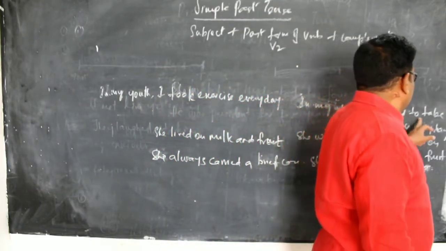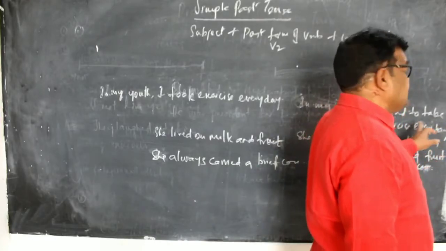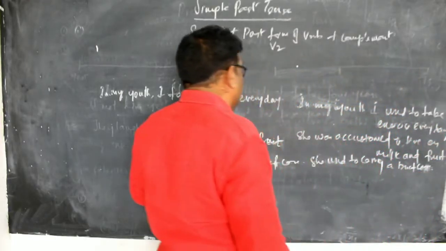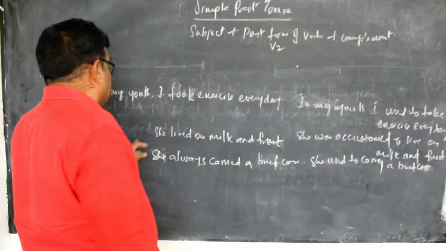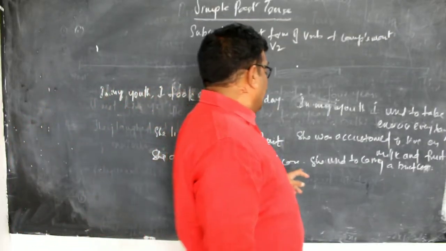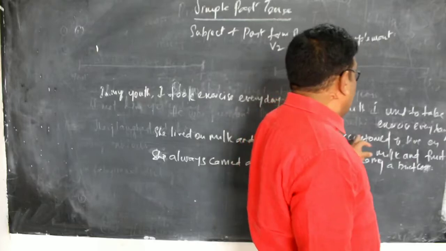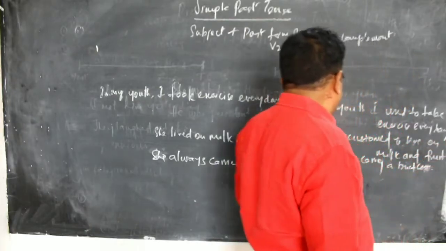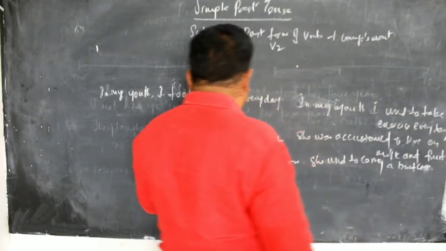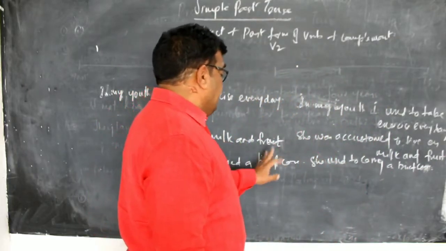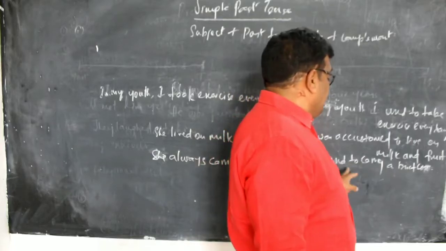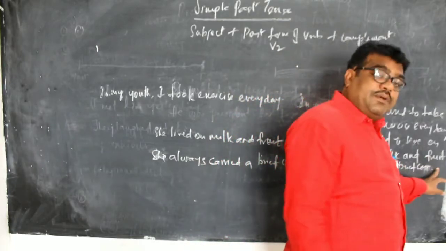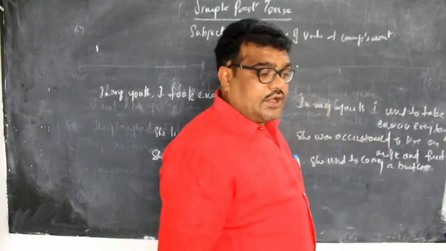In my youth, I used to take exercise every day. Here the example is she lived on milk and fruit. Here she was accustomed to living on milk and fruit. Another example, she always carried a briefcase. She used to carry a briefcase. Write down.